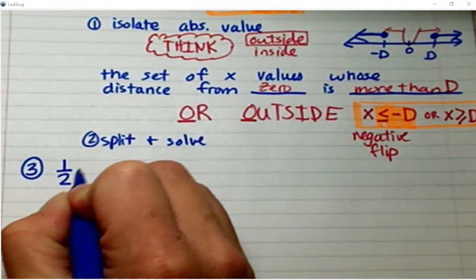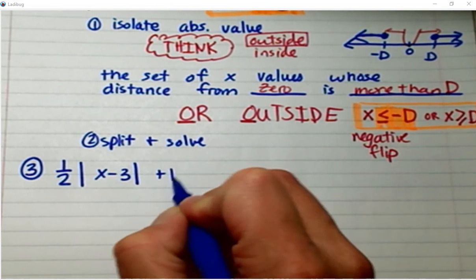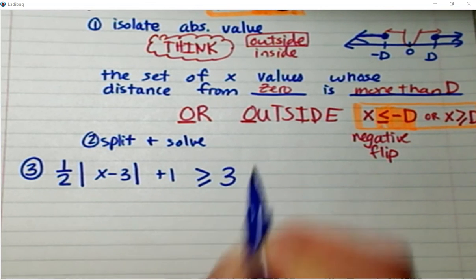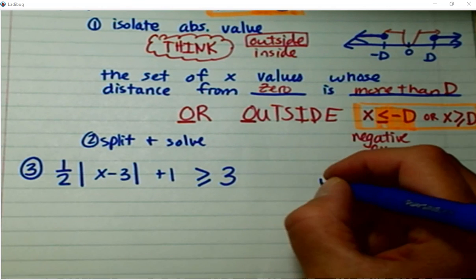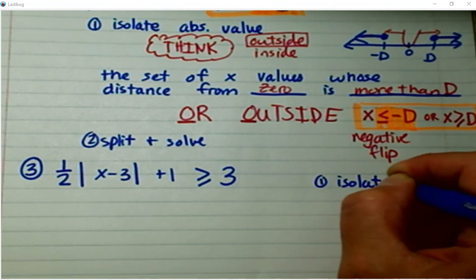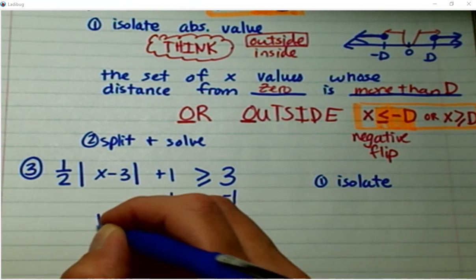Okay. So we'll do 1/2 |x - 3| + 1. Isolate. The general steps are pretty much the same all year. It's the thinking that we're adding to each piece. McKay, what would you do first? You would subtract 1 from both sides. All right, thank you.